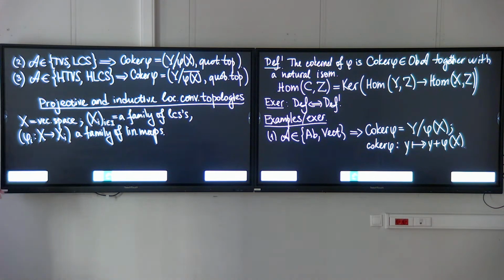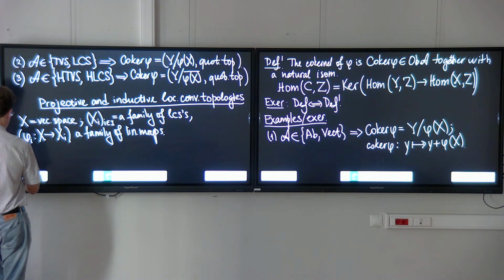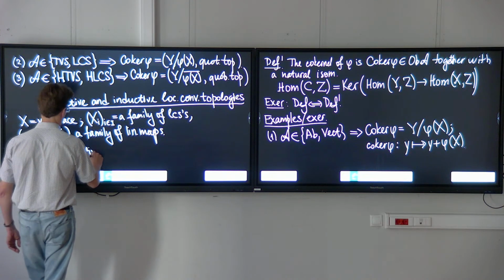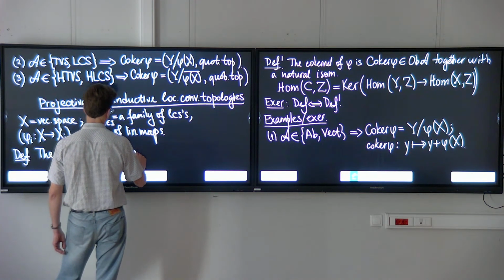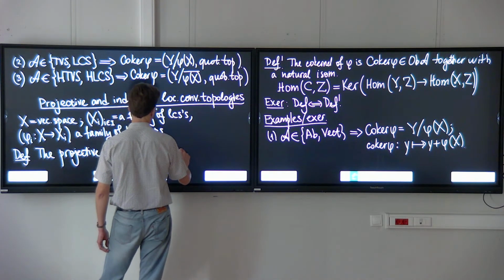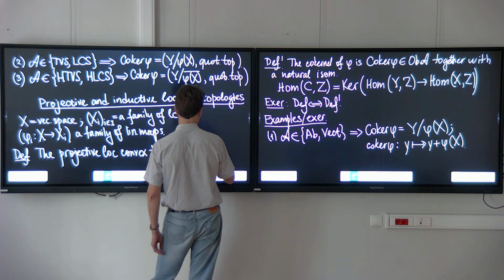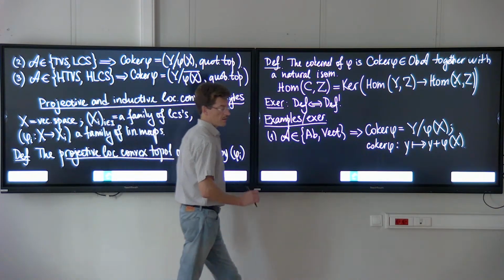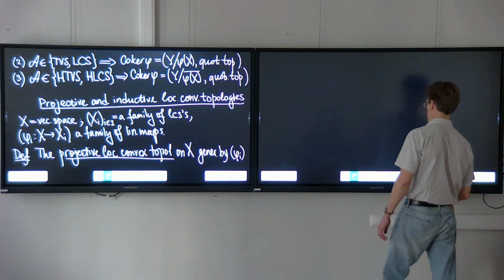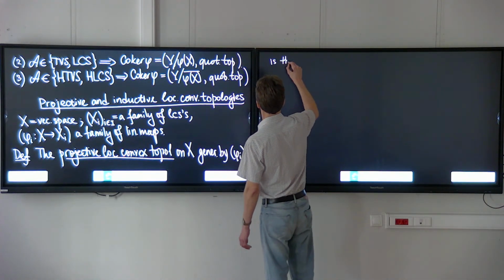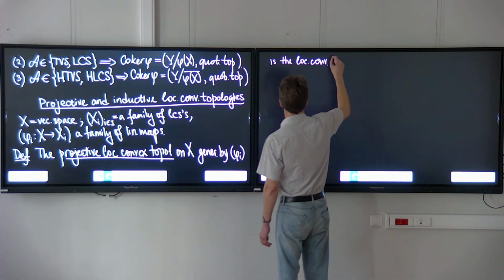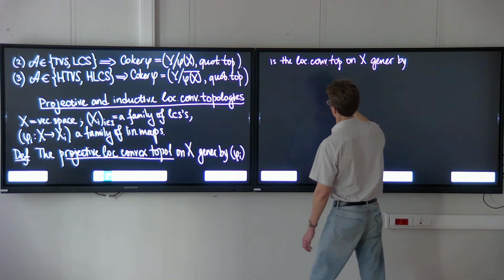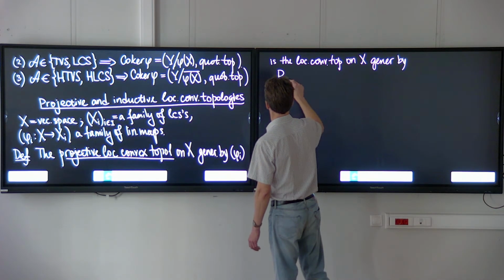We can now topologize X as follows. By definition, the projective locally convex topology of X generated by the family phi I is defined to be the locally convex topology of X generated by the following family of seminorms, denoted by P proj.